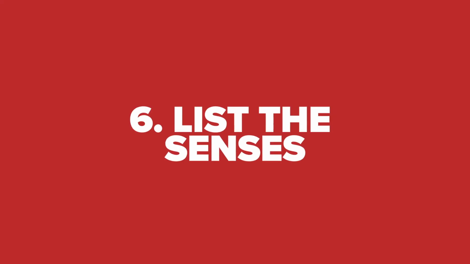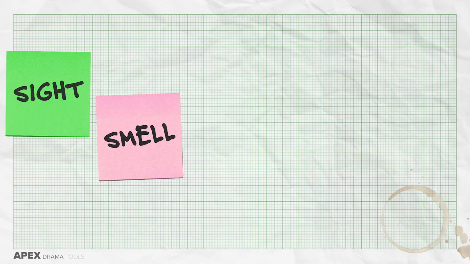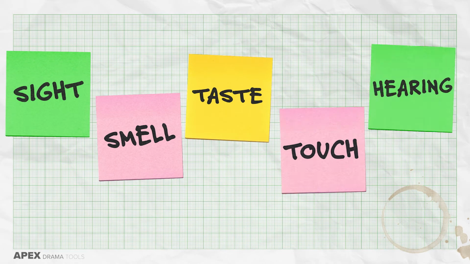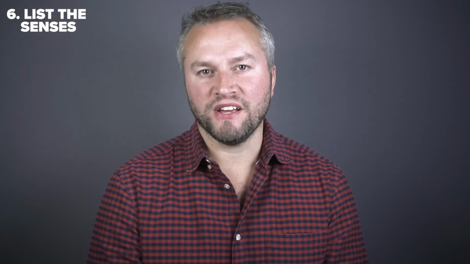List the senses. Prose is crammed full of sensory imagery and description. A really interesting starting point is to go through your extract and list every reference to sight, smell, taste, touch, and hearing. Once you've listed all of these, have a think about how you can stage some of these ideas.